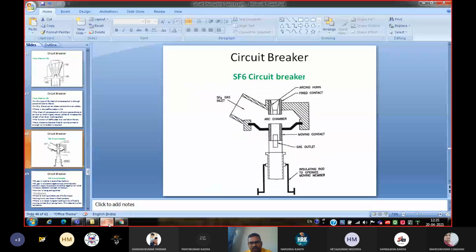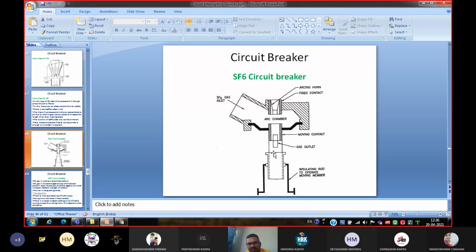So here, if we see the construction of the SF6 circuit breaker, here is the insulating rod to operate the moving contact. This is the operating chamber in which we have an insulating rod. With the help of this operating rod, it will operate the moving members. So this is the operating chamber.